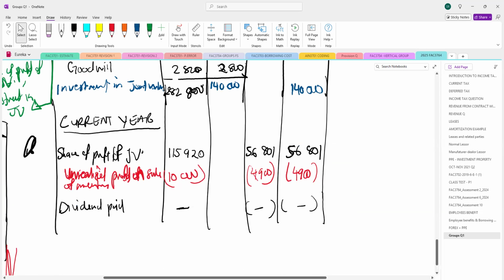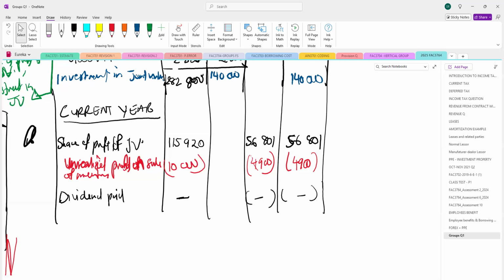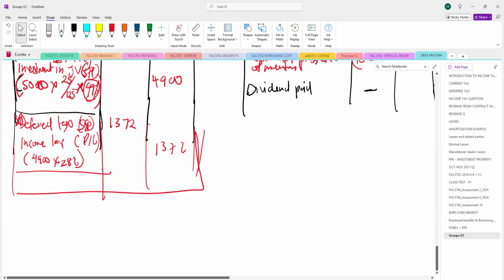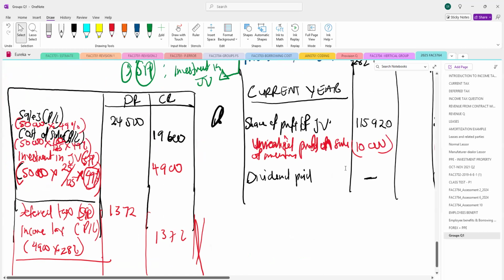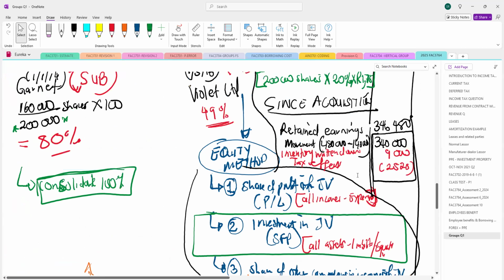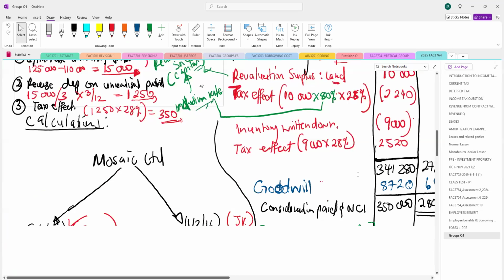Now, if you look at the tax amount that we get here, oh guys, the laptop is very slow now. The tax amount is 1,372. This is going to deferred tax and not investment in joint venture. This one actually goes to deferred tax. So we go to deferred tax and put 1,372. It's a debit, so I'm actually adding 1,372. So I'm going here under deferred tax.